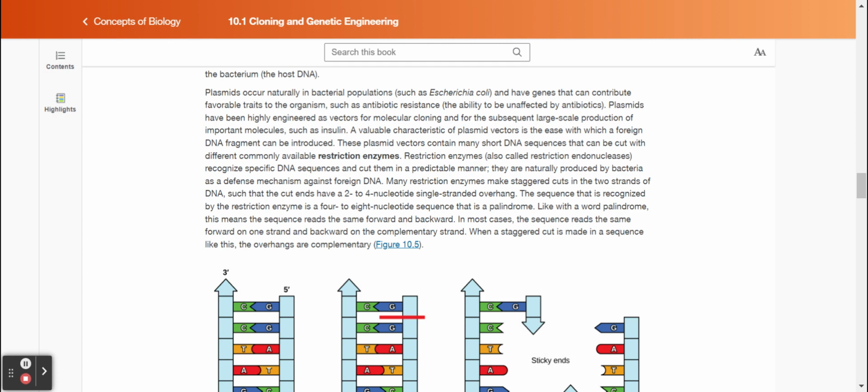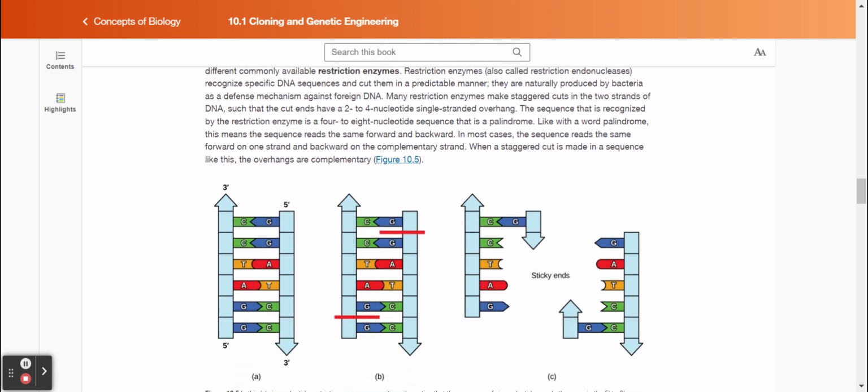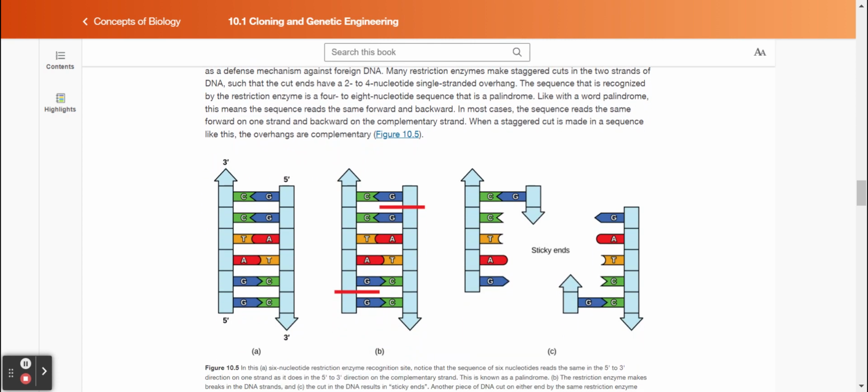The sequence that is recognized by the restriction enzyme is a 4 to 8 nucleotide sequence that is a palindrome. Like with a word palindrome, this means the sequence reads the same forward and backward. In most cases, the sequence reads the same forward on one strand and backward on the complementary strand. When a staggered cut is made in a sequence like this, the overhangs are complementary.